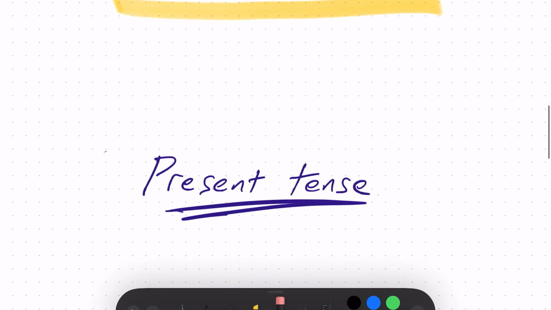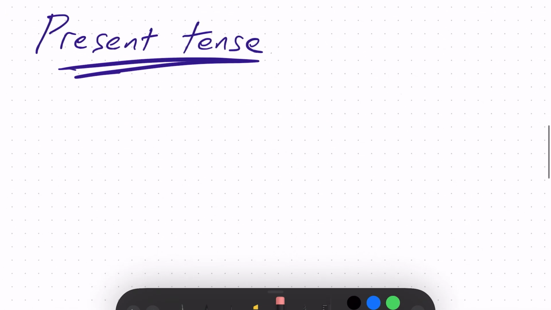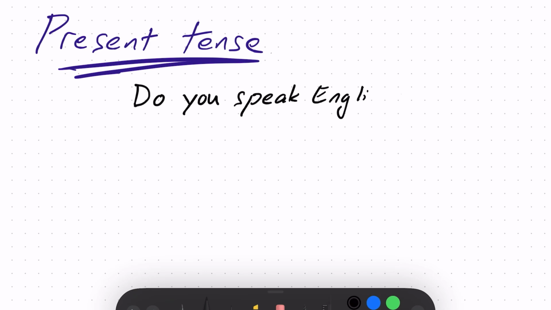Let's start with a present tense question. What's a question someone may ask you in the present tense? How about the question, do you speak English? And now remember, I want you to love your English voice. I want you to practice speaking out loud and hear yourself speak English. So please repeat after me when I say these questions.